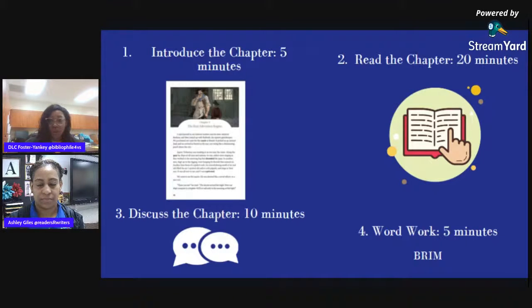And for word work, 5 minutes, they're going to go over the word brim, following their same routine. The teacher will ask students for examples of someone or something brimming, providing them with the sentence stem: blank was brimming with blank because. And they will wrap up word work with a multiple meaning word activity.